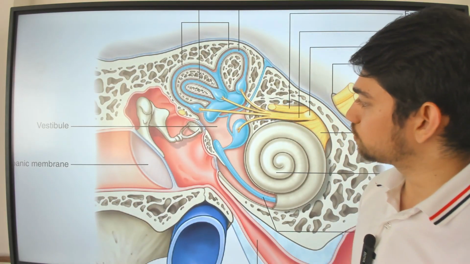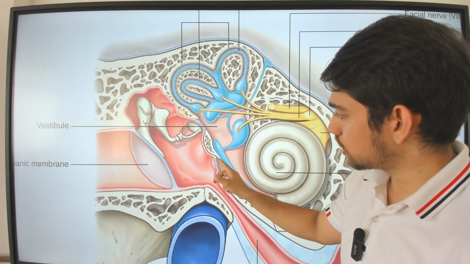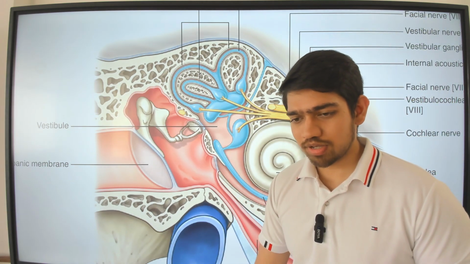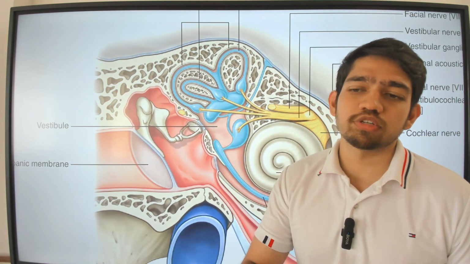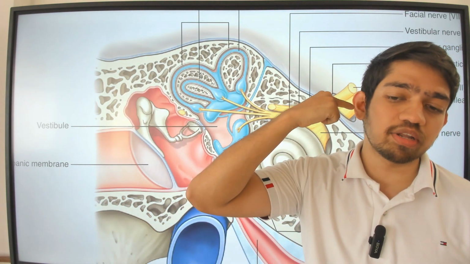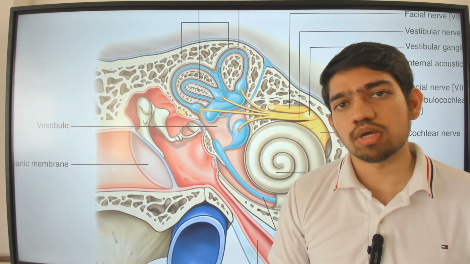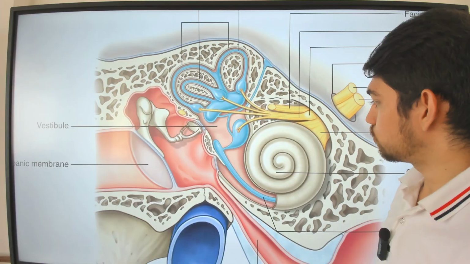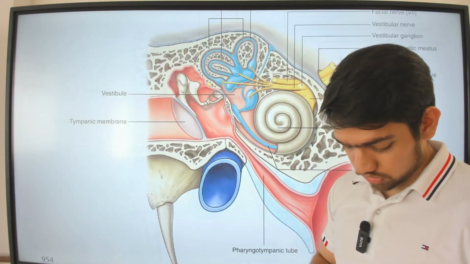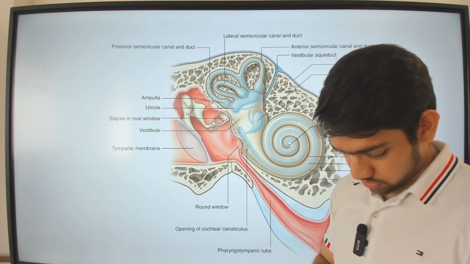On the lateral wall of the vestibule, you have the oval window, and there's another window called the round window. Always remember, oval window is the entry, round window is the exit, for sound waves. That's what we are going to see next, how all this works.